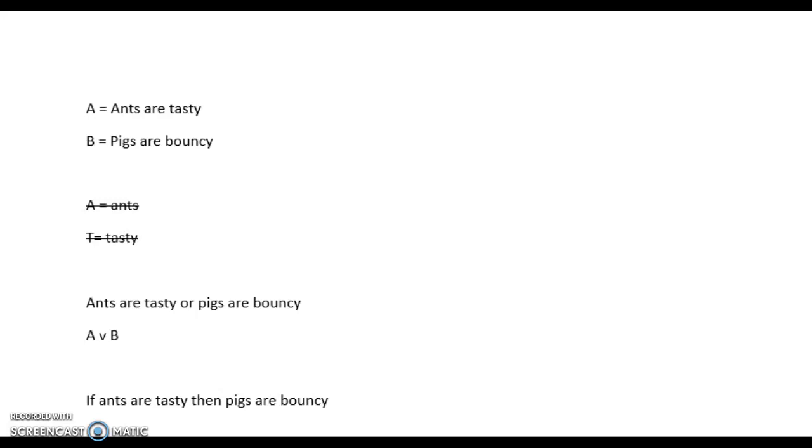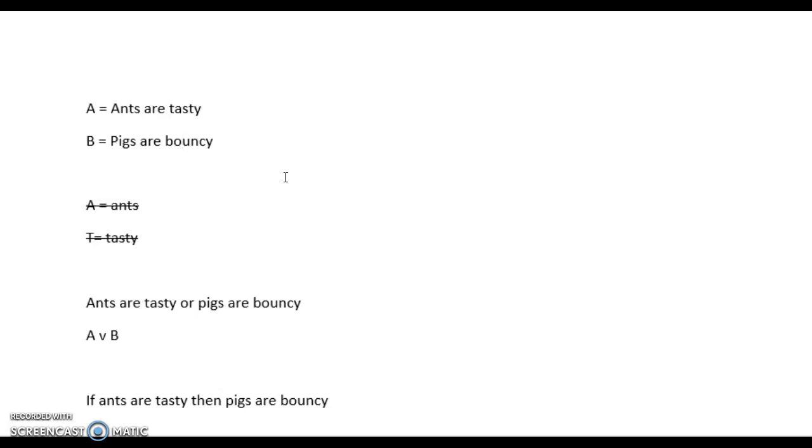I'm just here to go over a bit how exactly you translate, because I noticed there have been lots of mistakes. So when we translate in symbolic logic, if you see here on the top, it says A equals ants are tasty, B equals pigs are bouncy.